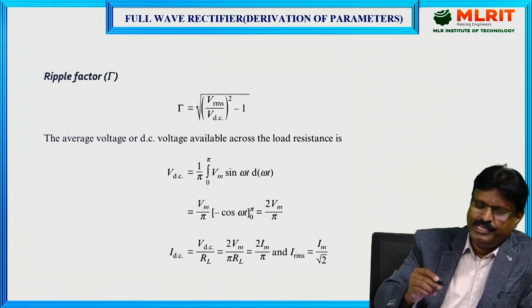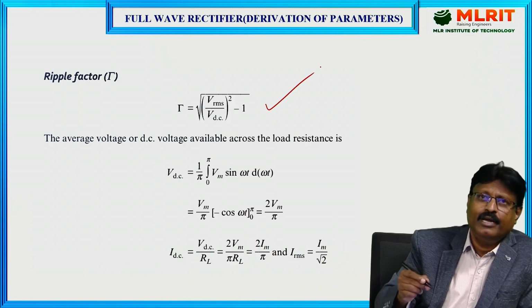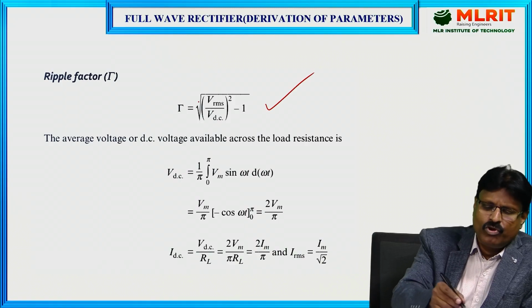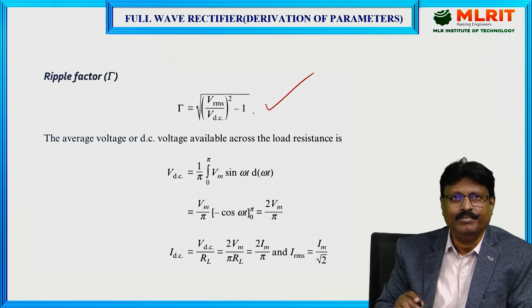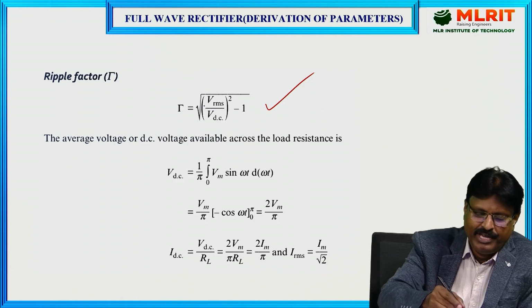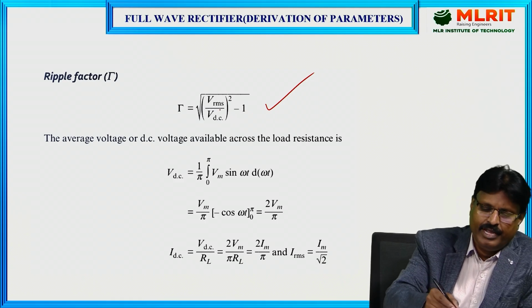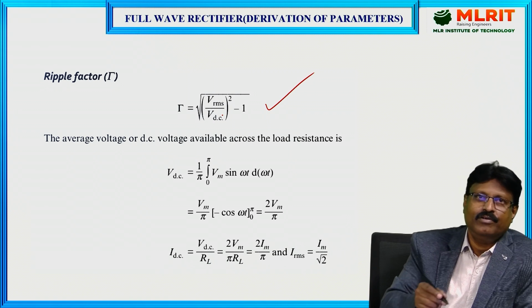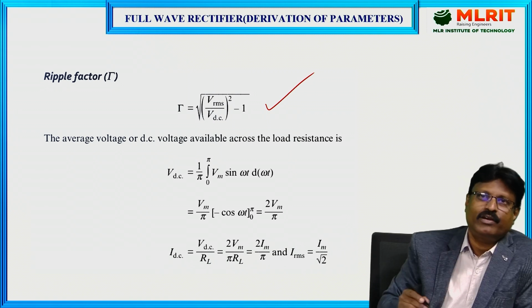So first let us derive the ripple factor. As you know, the ripple factor formula is root over (Vrms by Vdc) whole square minus 1. Okay, this is the formula. So here we need to derive Vrms and we need to derive Vdc in order to calculate the ripple factor of the full wave rectifier.